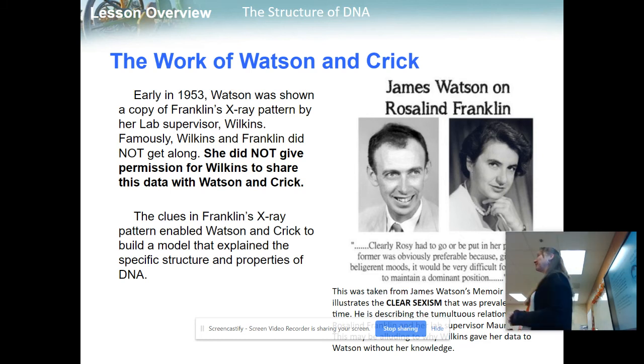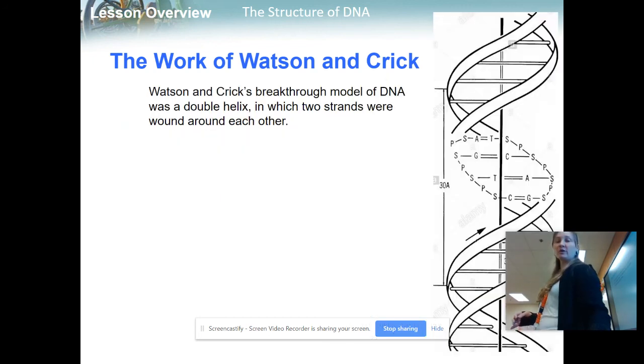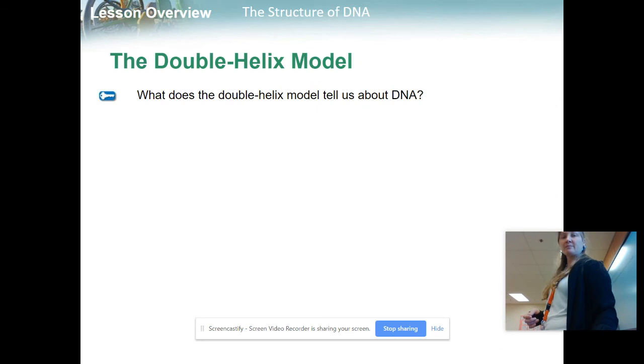Obviously, she was a strong woman who had great big opinions in a world where women weren't supposed to have an opinion, is what they thought. But Watson and Crick wound up getting credit for that model. And that breakthrough model was important because it showed why Chargaff's rules worked. It was beautiful. It worked with it. Two strands are wrapped around one another in that beautiful structure.